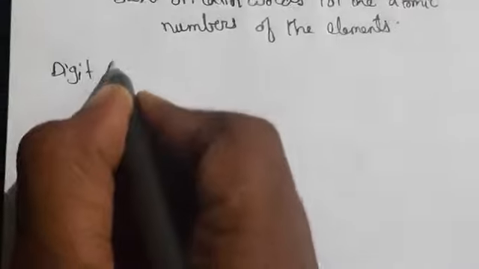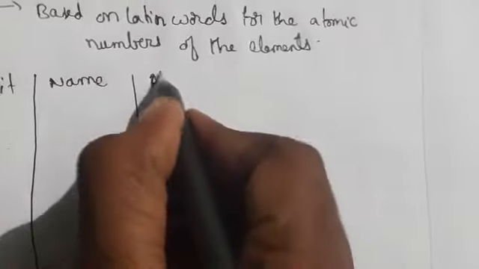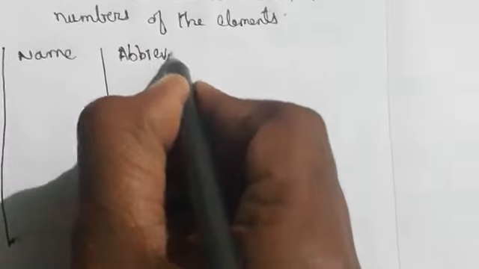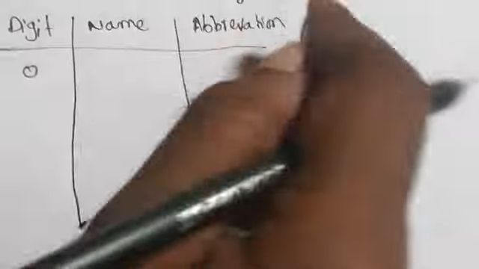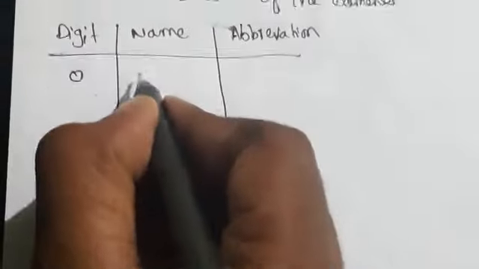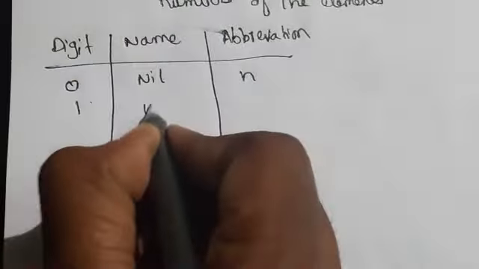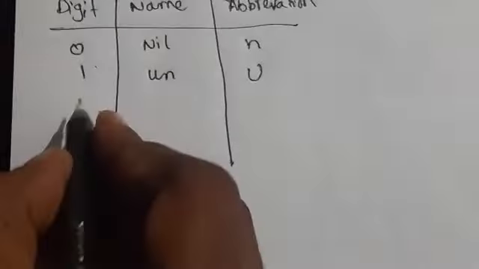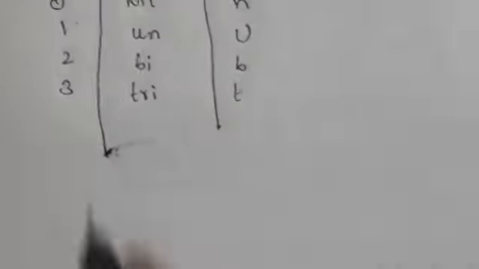So let us take the digit, the name, and the abbreviation. These names are derived directly from the atomic number using 0 and 1 to 9. Here 0 is nil, abbreviated as N. 1 is un, abbreviated as U. 2 is bi, abbreviated as B. 3 is tri, abbreviated as T.